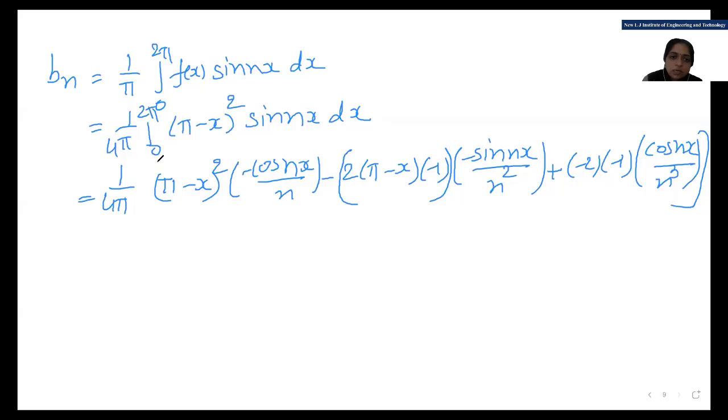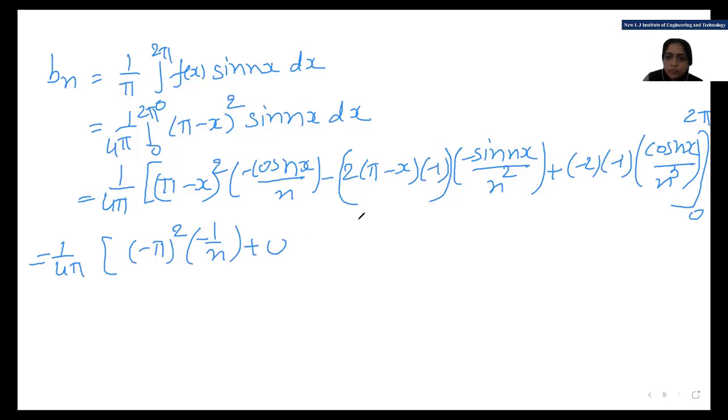Okay, and the limits are 0 to 2 pi. So 1 upon 4 pi, after applying the upper limit, pi minus 2 pi, that is minus pi. So minus pi square, this minus cos 2n pi is 1, so minus 1 by n, right? Sin 2n pi is 0, so 0 into anything is 0, so my second term will be 0, and here minus 2 into minus 1, that is 2, and cos 2n pi is 1, so 1 upon n cube.